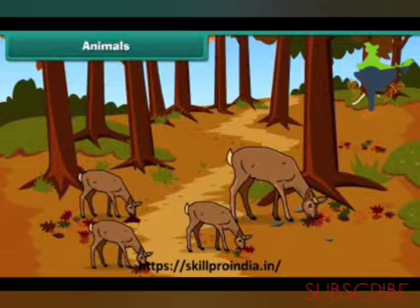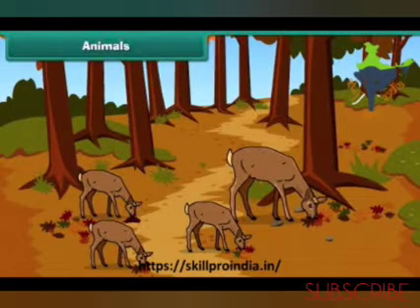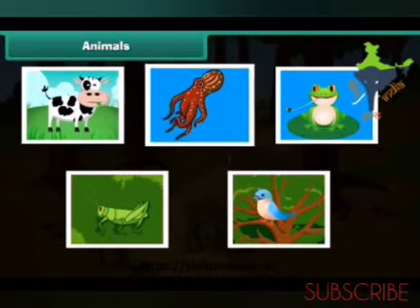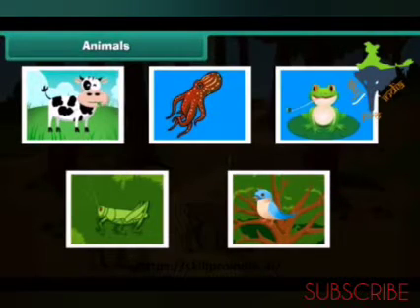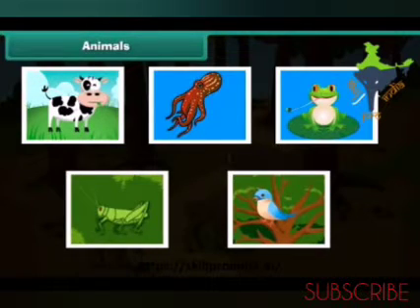Friends, as we all know, animals are living organisms. They can move and grow. They have the ability to produce their own young ones. We can see different animals all around the world. They are in various sizes, shapes, and colors. There are different types of animals living on this planet. These are land animals, water animals, amphibians, insects, and birds. Let us know more about them.